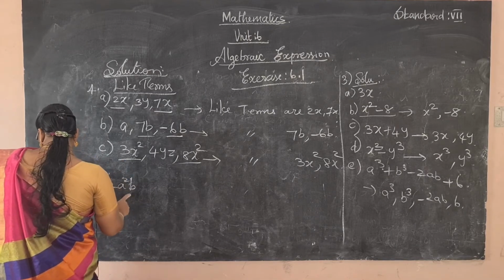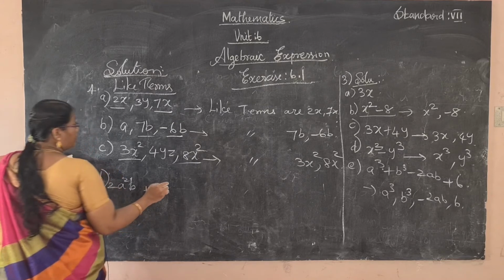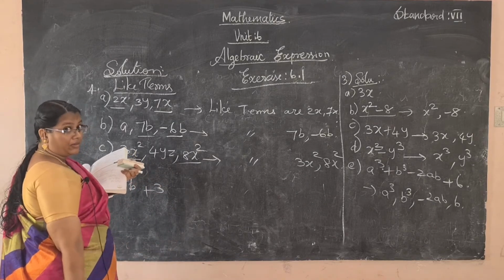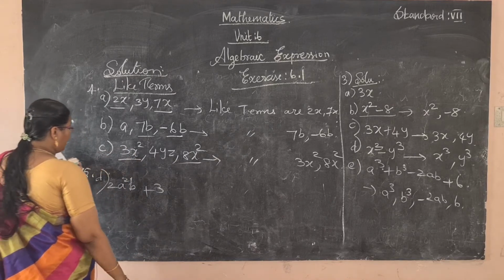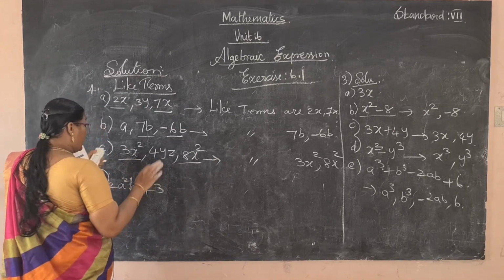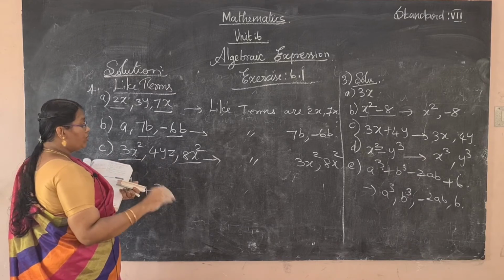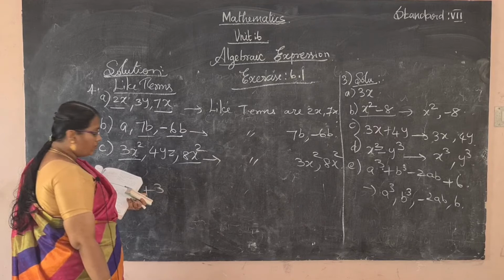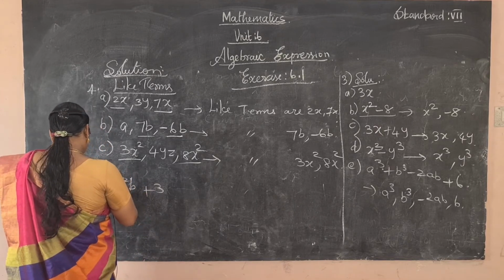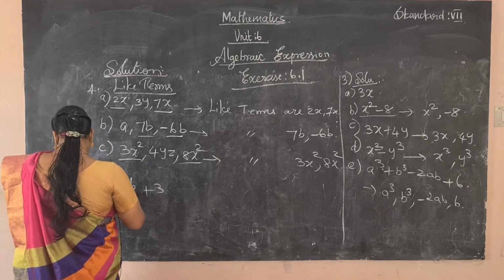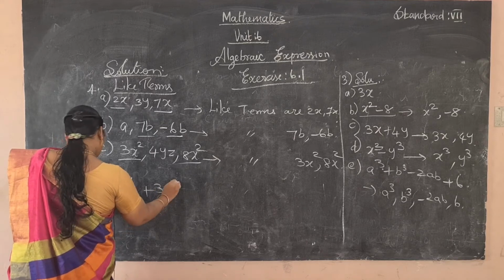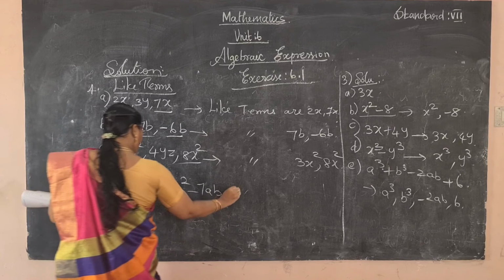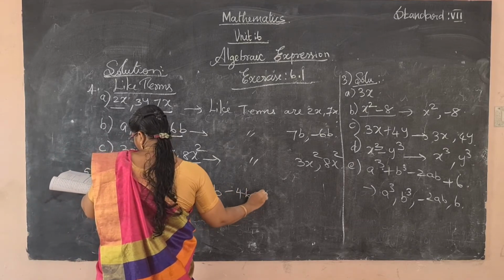2a squared b. Only like terms can we add or subtract. Okay, multiplication need not be restricted to like terms. So for addition and subtraction, only if the given algebraic terms are like terms can we add or subtract. So 2a squared b, 3ab squared, minus 7ab, minus 4b a squared.